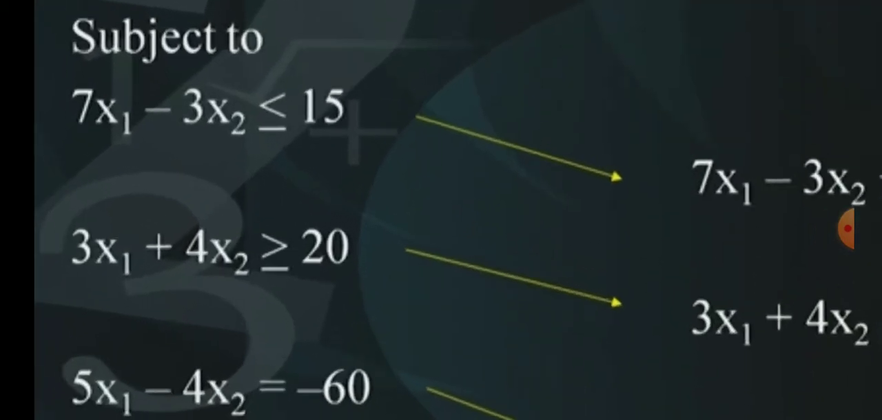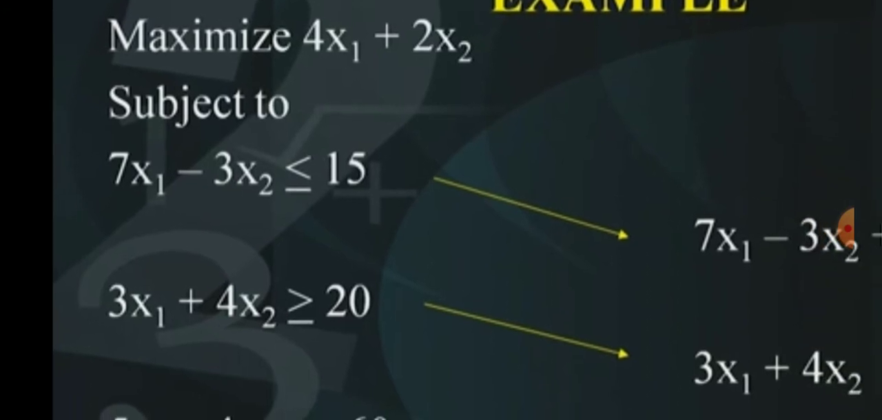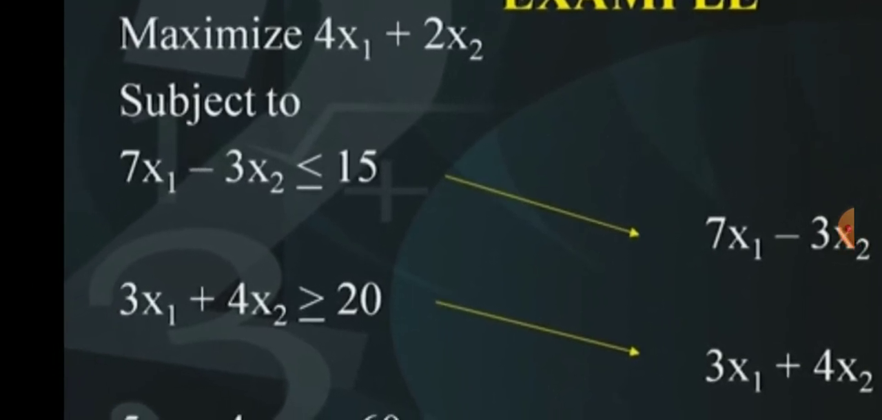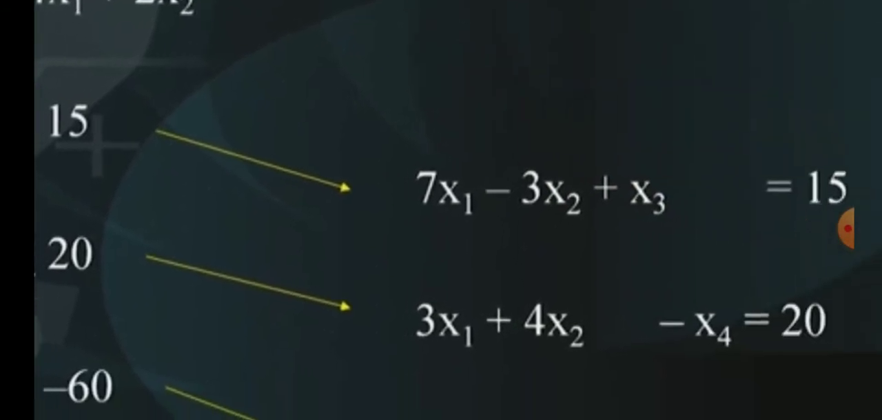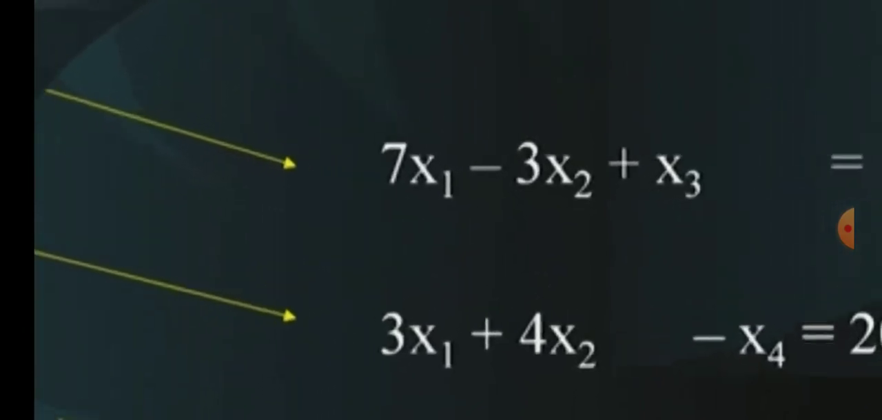For example, you can see that the first constraint is 7x1 minus 3x2 less than or equal to 15, which is an inequation, but it will be converted to an equation: 7x1 minus 3x2 plus x3 equal to 15. As you see, the left hand side is less than or equal to the right hand side, so you have to add some value, and that value is x3, and it is called a slack variable here. So x3 is the slack variable.